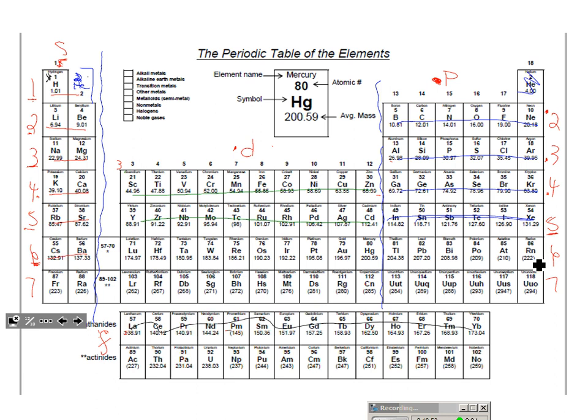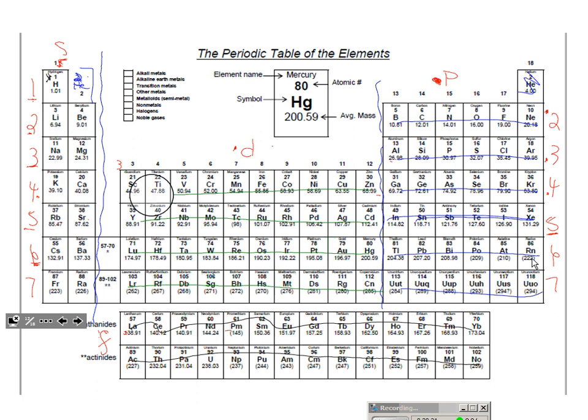4f14, 5d10, 6p6, 7s2, 5f14, 6d10, 7p6. So if you look in your notes, the first example is asking you for the electron configuration for sodium.